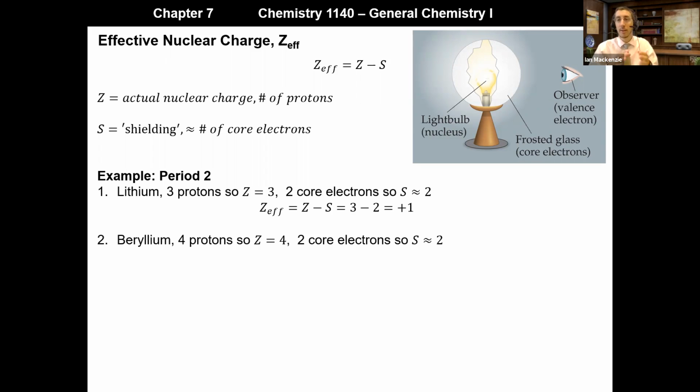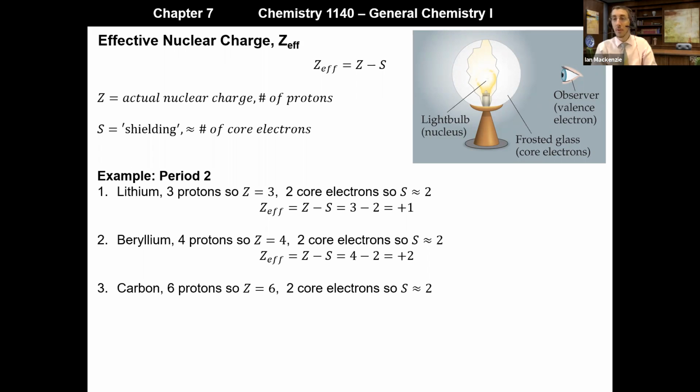Now, as we go across the periodic table, let's just move over one to beryllium. It's got 4 protons, so Z is equal to 4. It still has the same number of core electrons, though. Its electron configuration is 1s2, 2s2, so it still only has 2 core electrons, even though it's got 2 valence electrons. So since S is approximately equal to the number of core electrons, S is still just 2, which means that the valence electrons for beryllium feel a +2 charge. So they feel more of a positive charge than the valence electron in lithium.